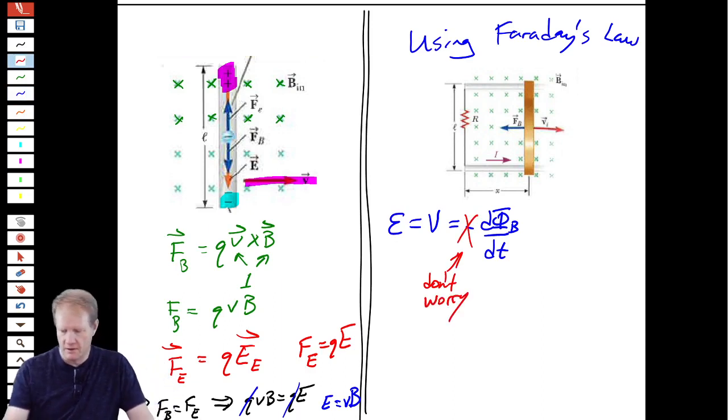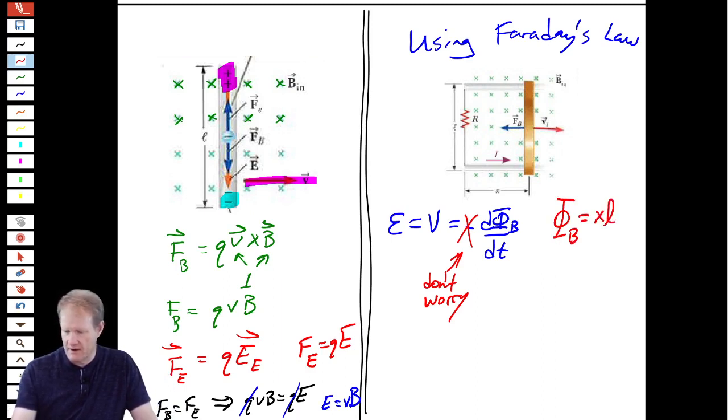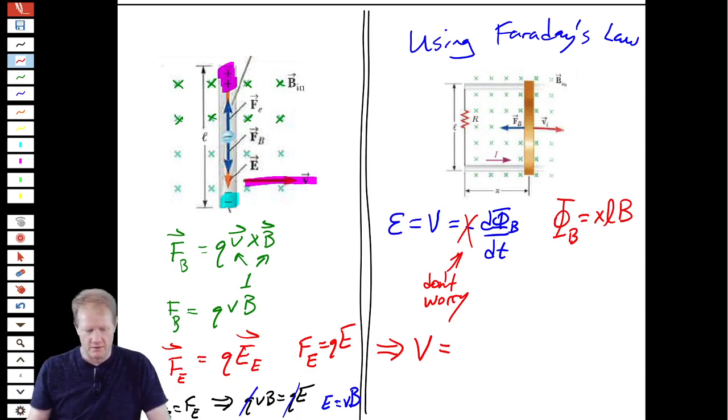All right, so now what's our flux? Our flux is going to be the area, which it looks like X times L would be the area of that rectangle, which, because the bar is moving, is an increasing area, times the magnetic field. All right, so then using Faraday's law, we have our voltage around the loop. That would be causing current to flow through that resistor.